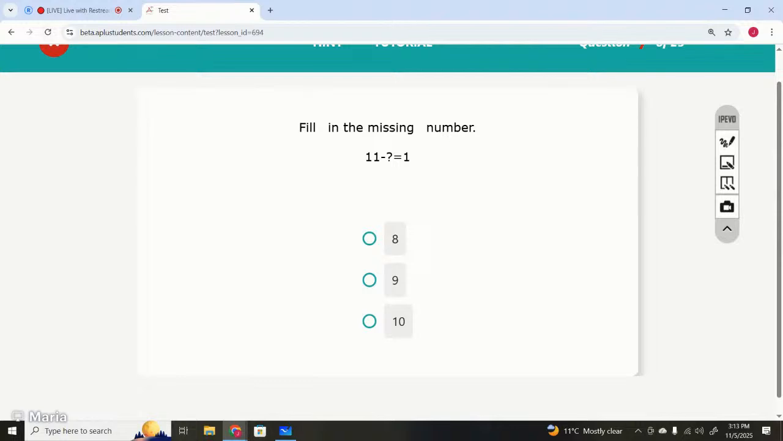Fill in the missing number. 11 minus the missing number equals 1. So what number is it? That is 11 minus 10 equals 1. Option number 3 is the correct option.